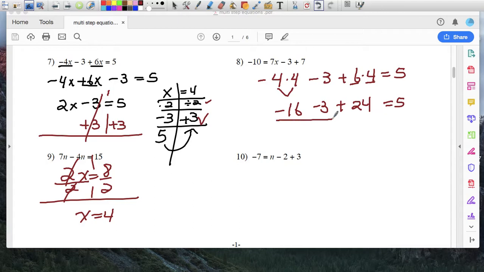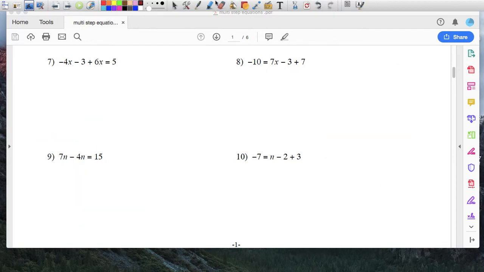Let's combine these two guys first. Negative 16 plus negative 3, so I get negative 19, right? And then plus 24 equals 5, and then I can clearly see that this does equal 5. There's more positives over here. How many more? 5 more. Good.